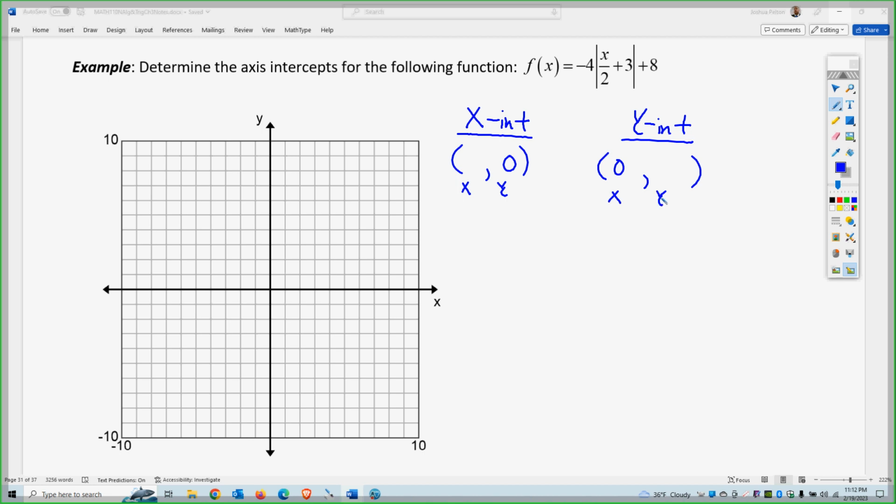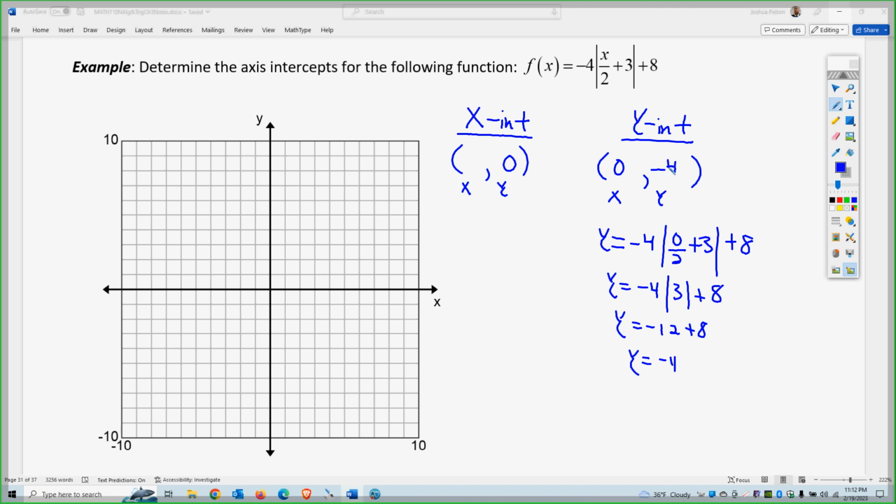Okay, so let's plug in 0 for x first. So y equals negative 4 times the absolute value of 0 over 2 plus 3, plus 8. So I have y equals negative 4 times the absolute value of 3, plus 8. The absolute value of 3 is 3, so we're good there. So that just gives me negative 12. So I have negative 12 plus 8, so y is negative 4. So there is our y-intercept of negative 4. So 1, 2, 3, 4.